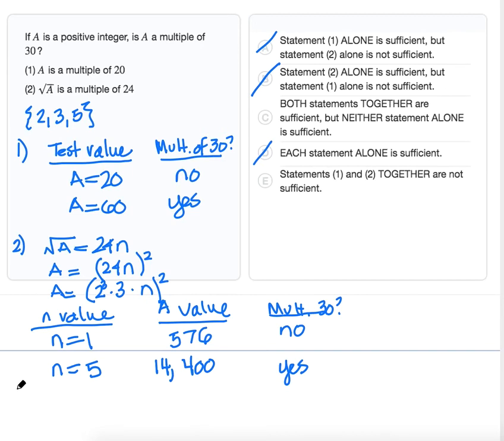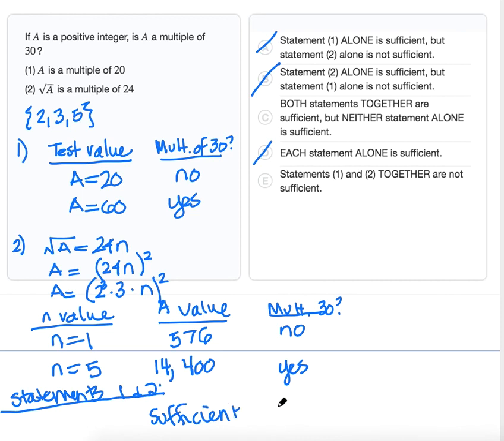Now we need to take the statements together. Well, from statement 1, we know that A will have at least the prime factors of 2 and 5. Similarly, from statement 2, A will have at least the prime factors 2 and 3. Putting those together, we will at least have prime factors 2, 3, and 5, which is all that's necessary to be a multiple of 30. Therefore, the statements together are sufficient.